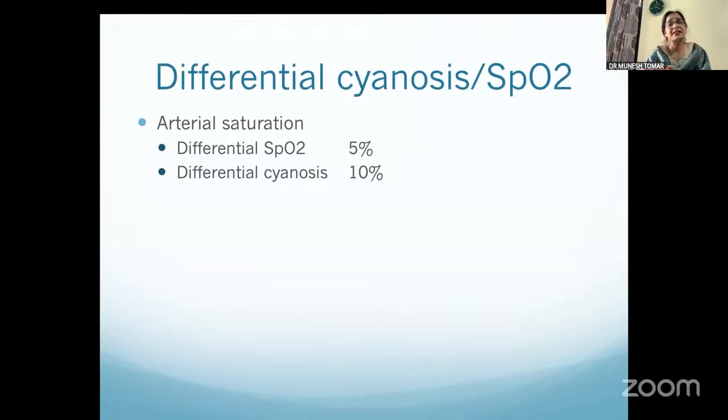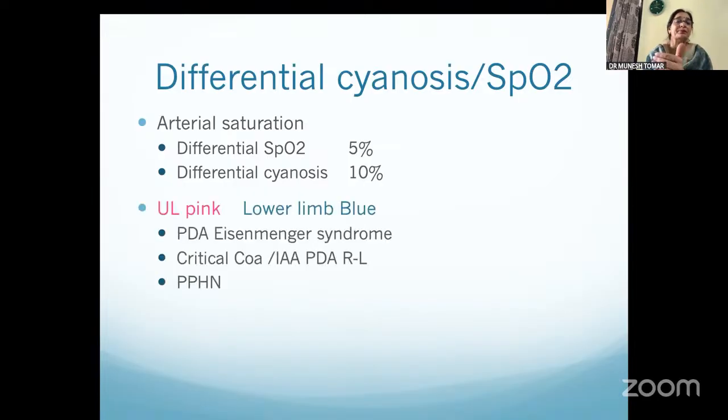Then comes the differential cyanosis. For arterial saturation, differential SpO2 and differential cyanosis are two terms which our students need to understand. Differential saturation is when there is a difference of more than 5%, and differential cyanosis, obviously, has to be visible clinically, and then it is more than 10%. Upper limb blue, whenever we talk about differential cyanosis, the PDA is the culprit. The ductus arteriosus, shunting right to left, is the culprit here, so the PA pressures are severely elevated in this case.